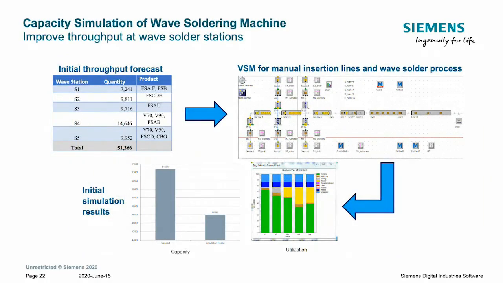Production planners have quantity requirements for each one of these various wave stations, and those production requirements, if not met, would starve other parts of the factory. So after collecting data and building the value stream map that you see here, the software ran the simulation and found that we were only getting 48,000 units when the anticipated planned budget was 51,000. So this was way below their forecast.